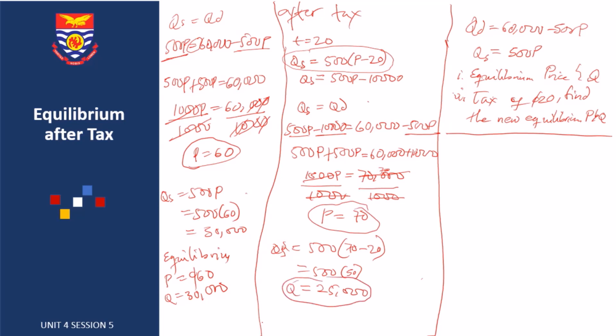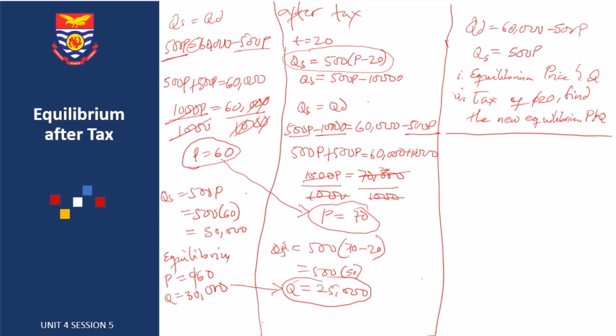Now we can see that after the tax of 20 cedis, the price increased from 60 cedis to 70 cedis. However, the equilibrium quantity before the tax decreased from 30,000 towards 25,000 after the tax. So after the tax, the price increased by 10 cedis and the quantity decreased by 5,000 units. Now we're going to look at that of subsidy.